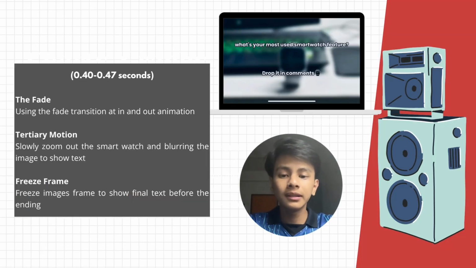In 40 to 47 seconds, I'm using the fade transition with fade-in and fade-out animation. I'm also using tertiary motion, which slowly zooms out the smartwatch and blurs the image to show text. Next, I'm using a freeze frame, which freezes the image to show the final text before the ending.